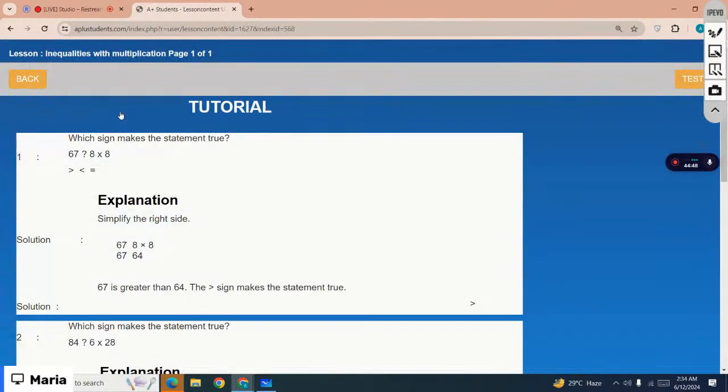Okay, which sign makes the statement true? 67, and you have to do 8 times 8. So first let's just solve. 8 times 8 is 64. So 67 is greater than 64 or less than 64? 67 is greater than 64, right? Let's just start with the test questions.